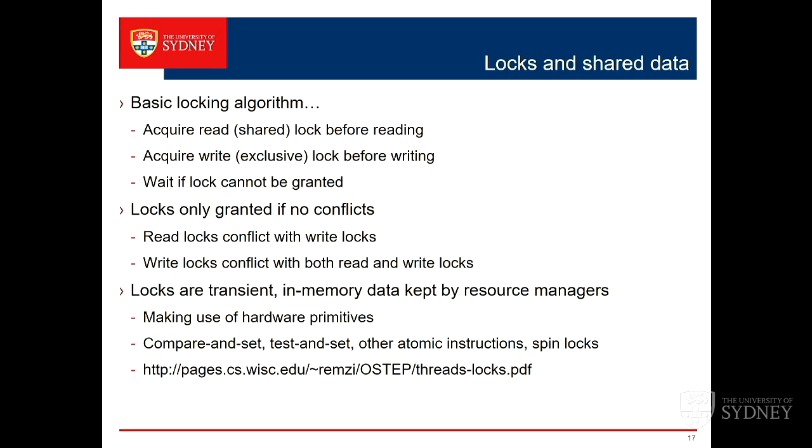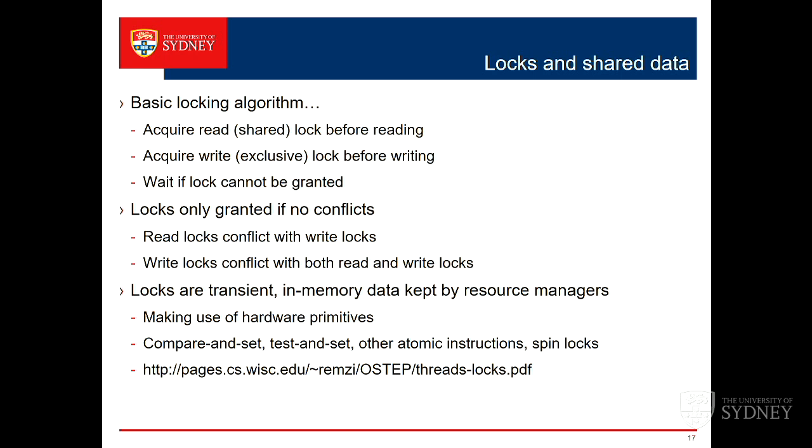Our basic locking algorithm is that before we read something, we go and acquire a read lock, also called a shared lock. Before we want to update something, we go and get a write lock on it, also called an exclusive lock. And if we can't get one of the locks, we wait until we can get it. That's it. That's the locking. Before we read something, we get a read lock on it. Before we want to update something, we get a write lock on it, and we wait until we get the locks. Nothing more than that.